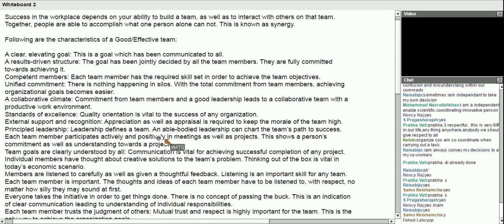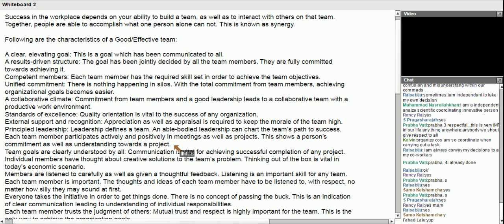Each team member participates actively and positively in meetings as well as projects. This shows a person's commitment as well as understanding towards the project. We are only going to spare time for something if we feel that it's valuable and we are committed to it, right? So if each team member is participating actively and positively in meetings as well as projects, this proves what? They are committed to it, right?